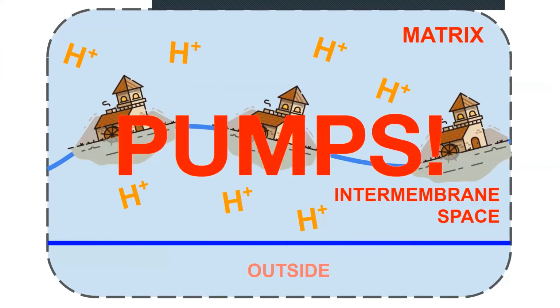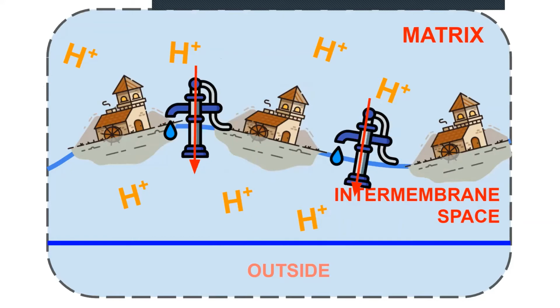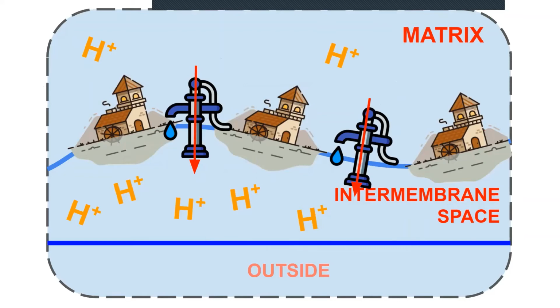The answer is pumps. It turns out that the membrane not only has these ATP synthase mills, it also has protein pumps stuck in it. And those pumps, in this case, pump protons and they maintain the gradient. Okay, so this is great. This means that we can keep those protons flowing. They'll flow through the mills, they'll get pumped back down, the mill wheels will spin, and we'll generate energy.